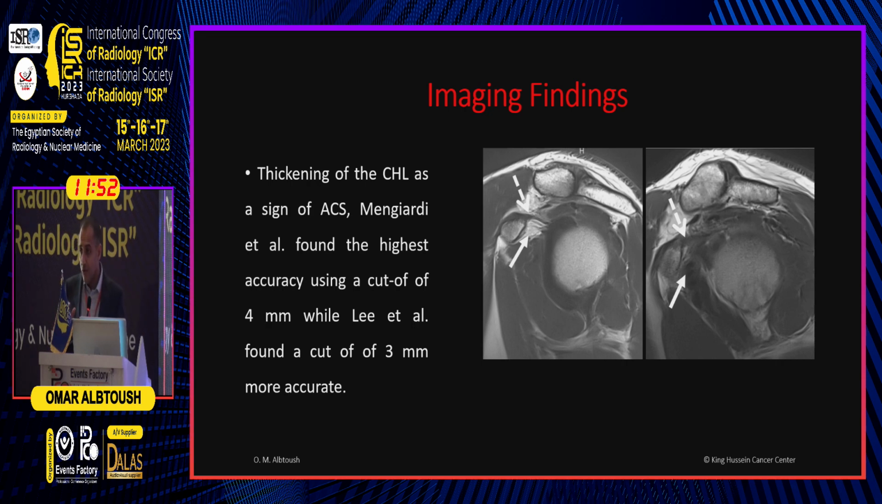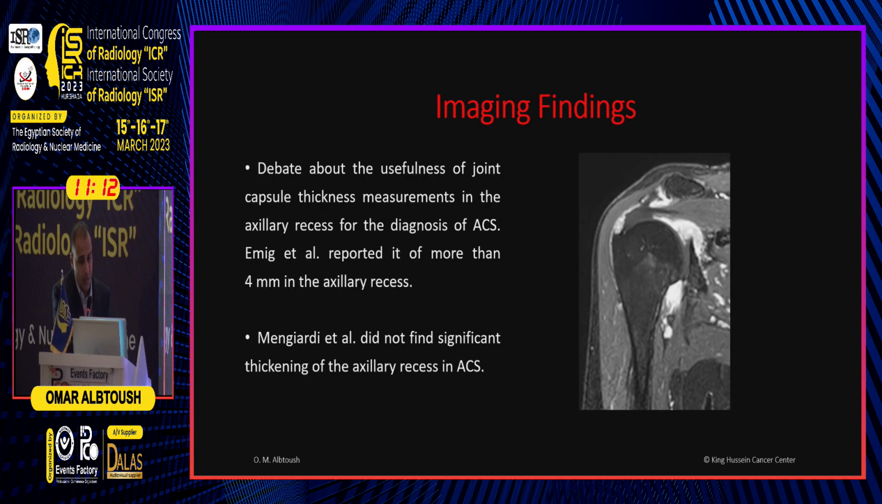Even with thickening of the coracohumeral ligament, there was a study showing a cutoff of 4 millimeters. However, another study shows 3 millimeters. I mean, you need to ask the patient clinically, and also you need to take the whole scenario. To be honest, I will not report adhesive capsulitis unless I have an MRI with contrast, unless I have enhancement post-gadolinium, and also thickening of the axillary recess. But this is an important sign, coracohumeral ligament thickening.